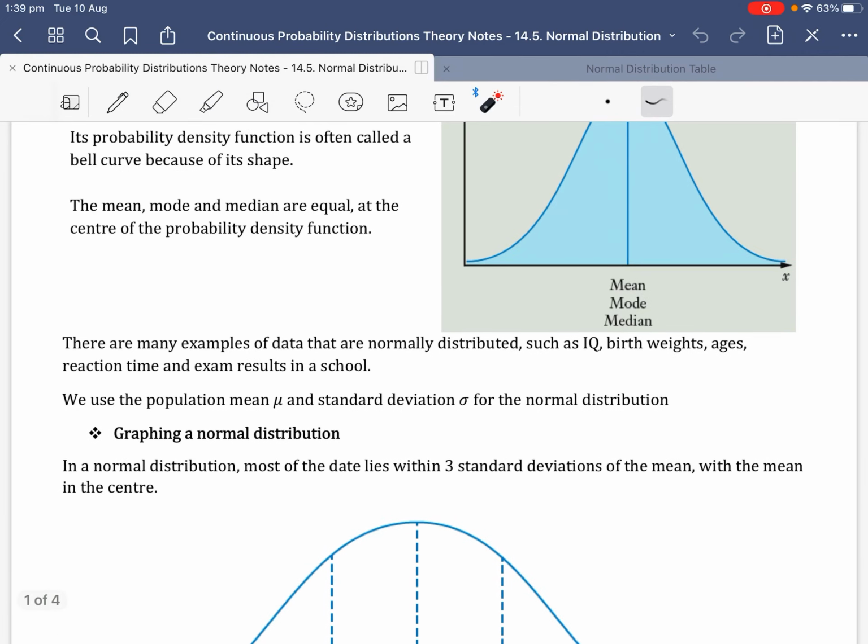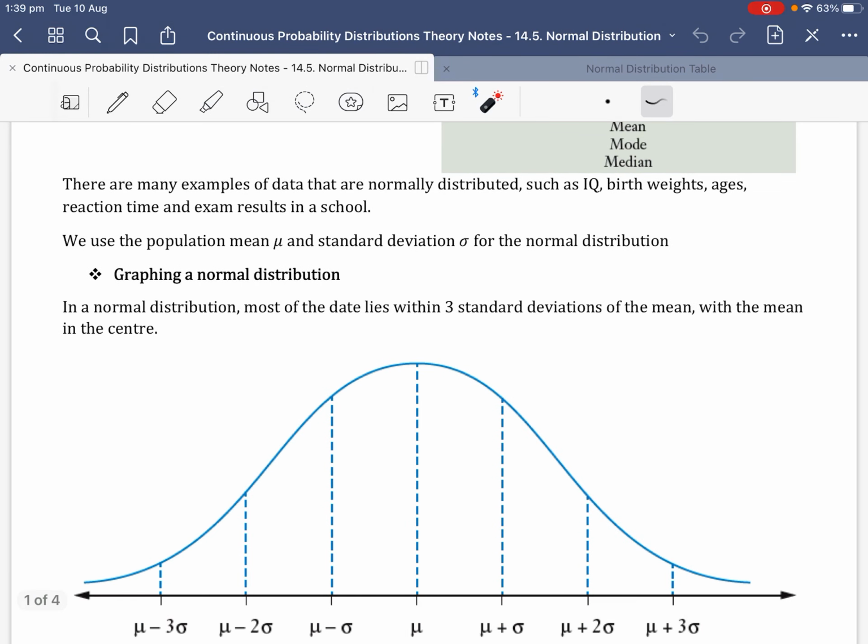So there are many examples of data that are normally distributed, such as IQ, birth weights, ages, reaction time, and exam results in school. We use the population mean, mu, and standard deviation for the normal distribution.